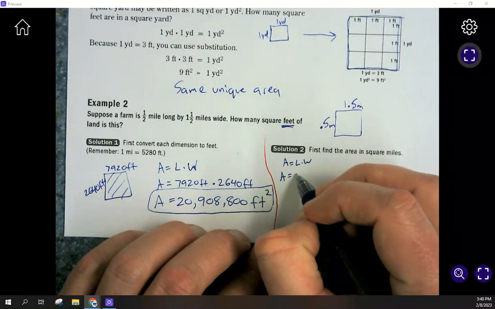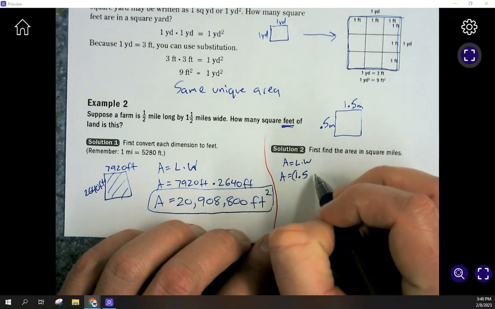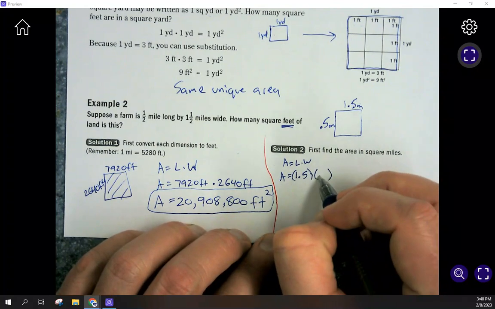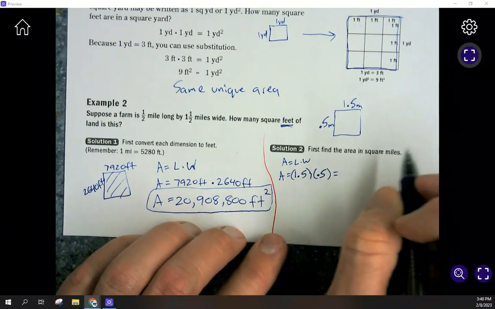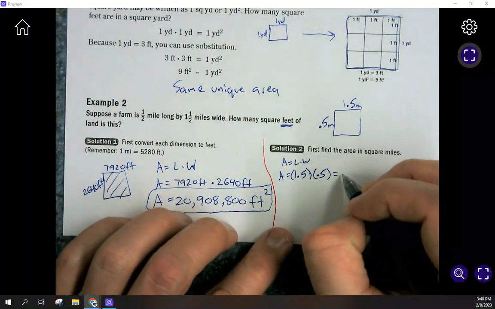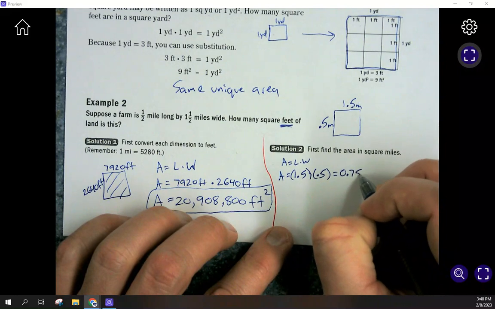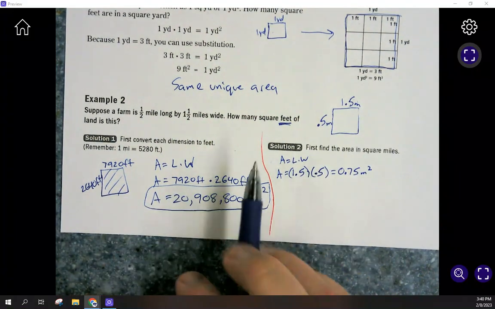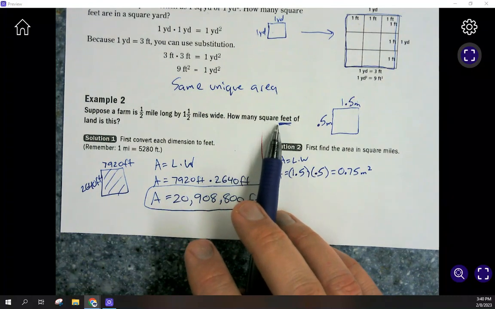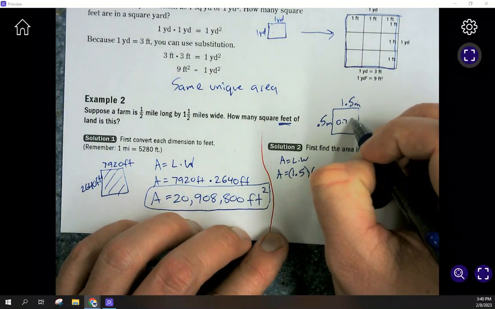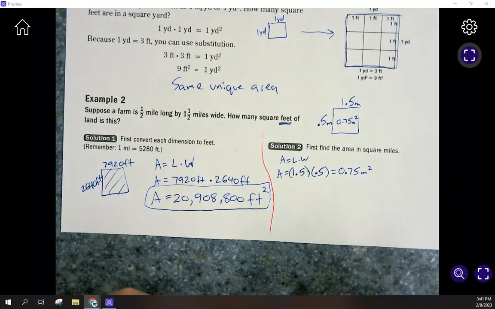So I'm doing 1.5. I'm going to use parentheses for multiplication just so that the decimals and the multiplication symbols don't blend together. Okay, so multiplying here, 1.5 times 0.5. That's going to be 0.75 square miles. Now that doesn't answer the question. The question says how many square feet. So this is 0.75 square miles. How do we convert that into square feet?